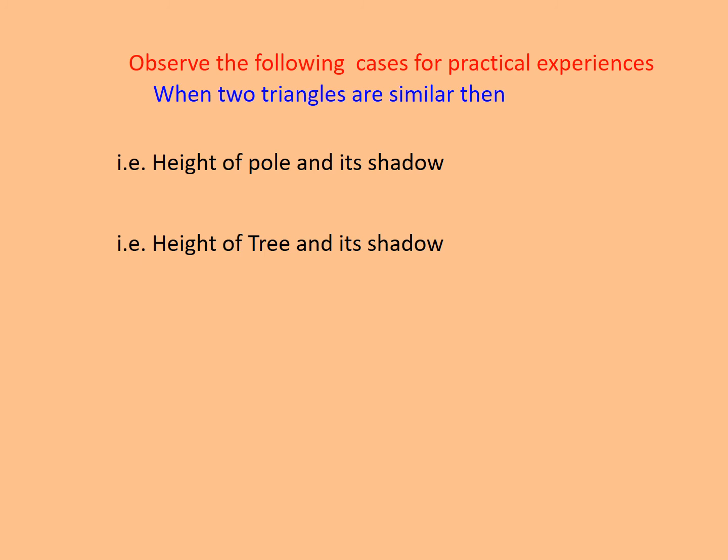That's why I had given you the example that if a pole is there on the ground and its shadow is falling, you can get two triangles and both the triangles will be similar. Similarly, if any tree is there, you can find that its shadow is rotating as per the sun's movement. Therefore, you get the height of the tree as well as the length of the shadow. Both you can compare, and you will get two similar triangles.